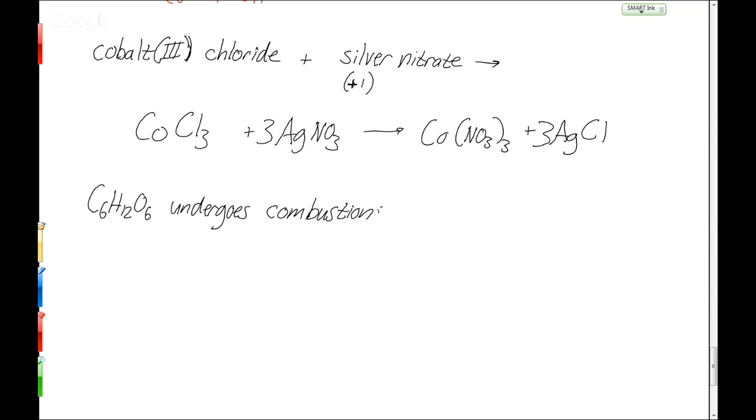The other thing I would want you to be able to do is the combustion reactions. We've done those on a couple of quizzes now. So if I said something like glucose, which is C6H12O6, undergoes combustion, to be able to draw an equation for that or write a balanced equation for that. Let's see if you can do that.